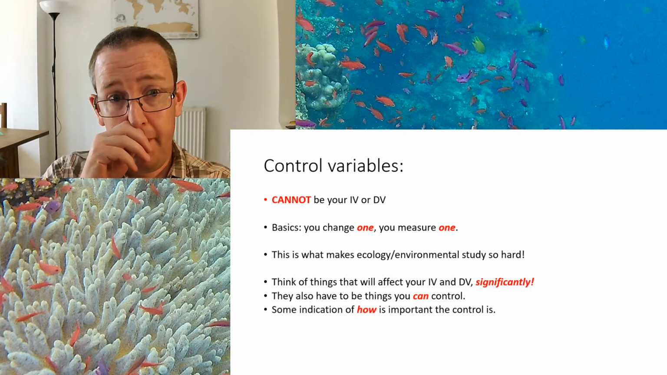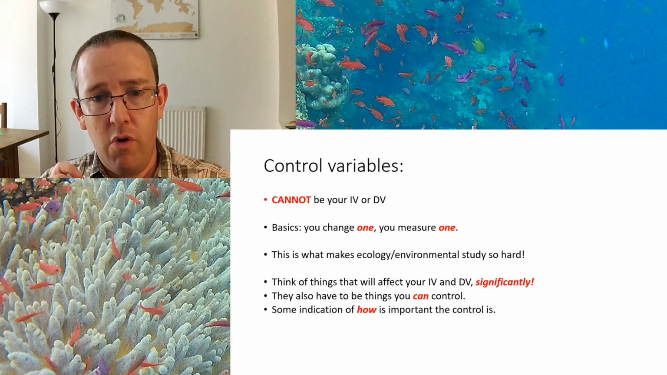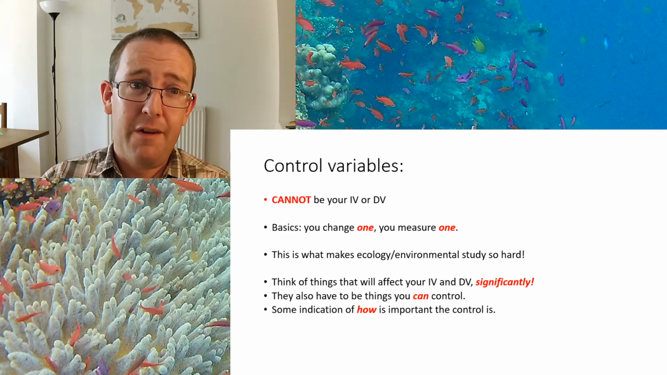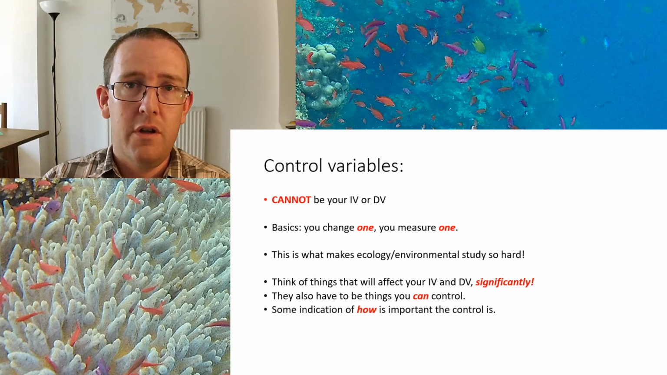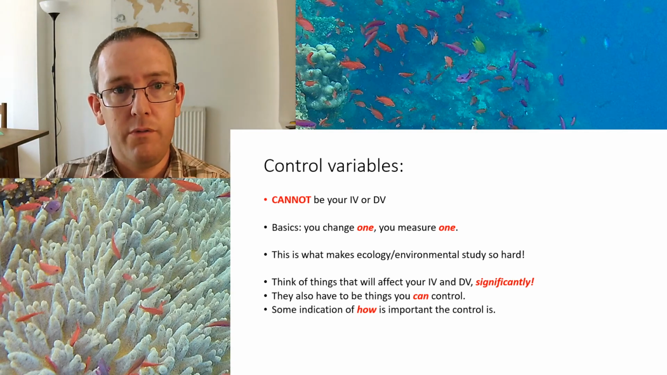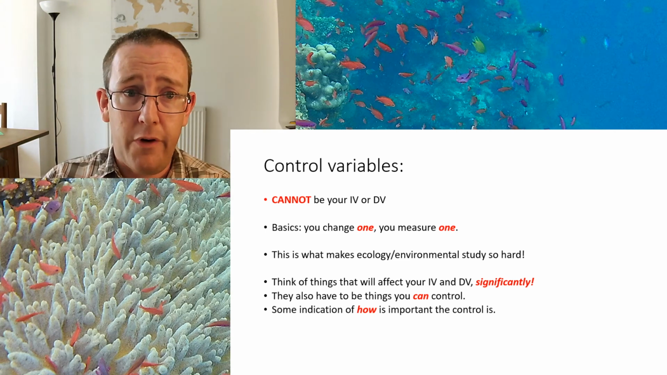And also, we need some sort of indication of how important the control actually is. Is this the big one? Is this the massive one? If you've got nocturnal frogs only going out at night, that is a big control variable. That's a very important thing. If you were looking for nocturnal frogs in the middle of the day, well, obviously you're not going to find them. Okay, so time of day is really important.